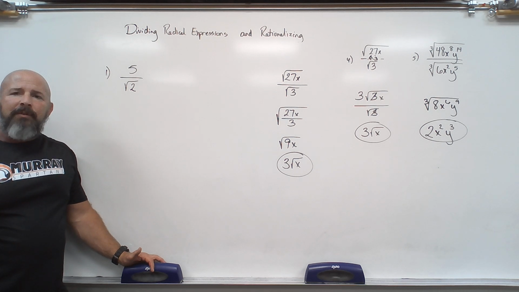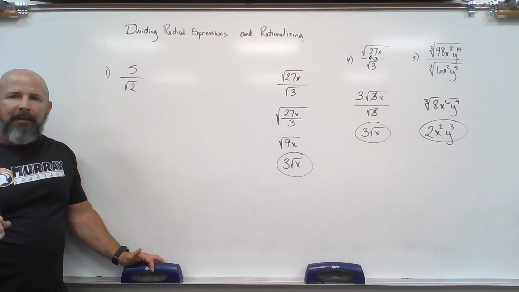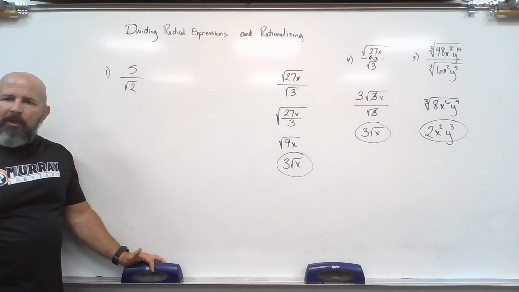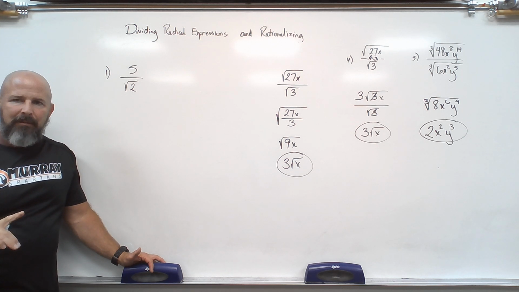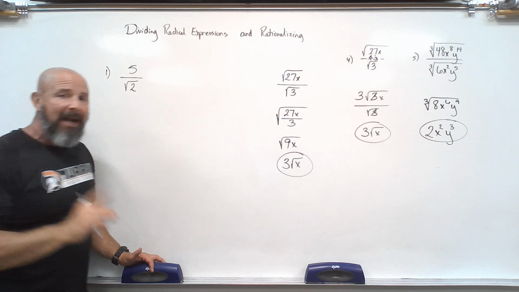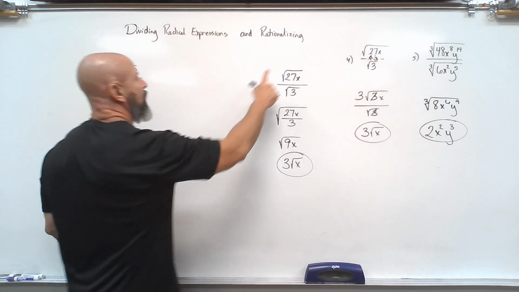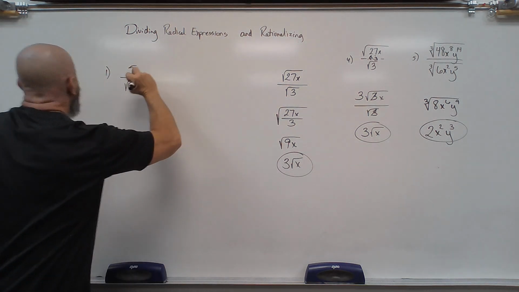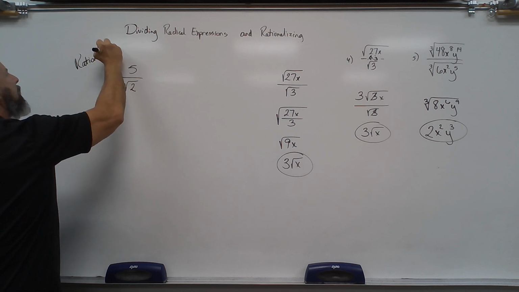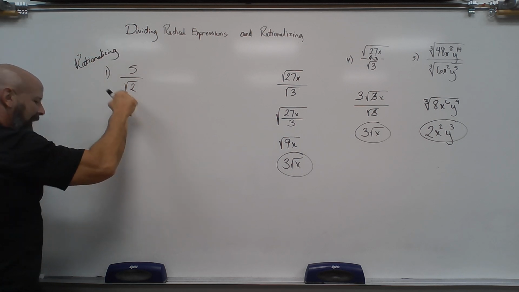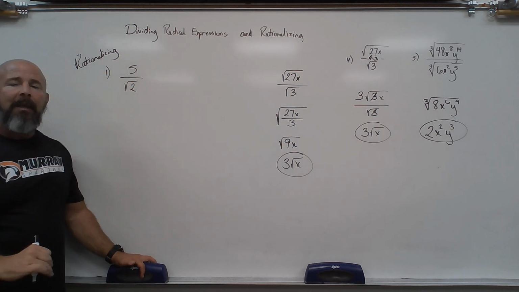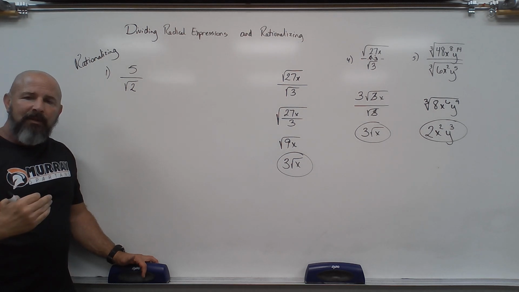However, when I have my radicals simplified, I want to make sure there is no radical, square root, cube root in the denominator. When we see a radical in the denominator, we need to rationalize it. So we're going to talk about rationalizing. Rationalizing means that I'm just trying to eliminate the square root from the denominator. I can't do any kind of simplifying, but I can definitely get rid of that square root.